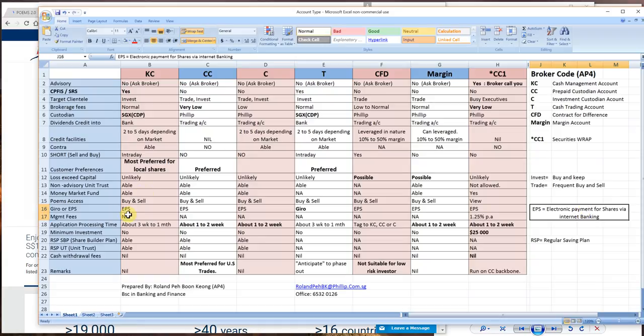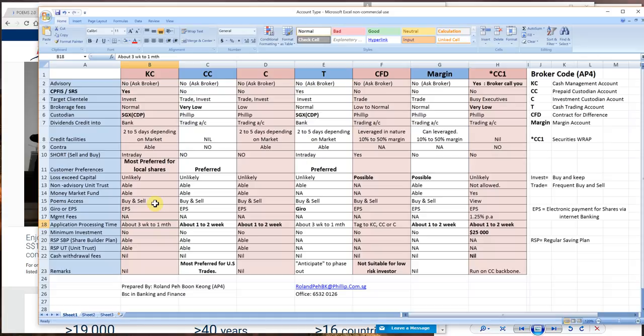Is there any management fee? No, there's no management fee on the account. Generally, account processing time will take about 3 weeks to 1 month, so it's pretty long because there are a lot of financial checks on such an account, as this account is quite vulnerable to money laundering. Is there any minimum investment? Generally, there's no minimum investment for any of the trading accounts.